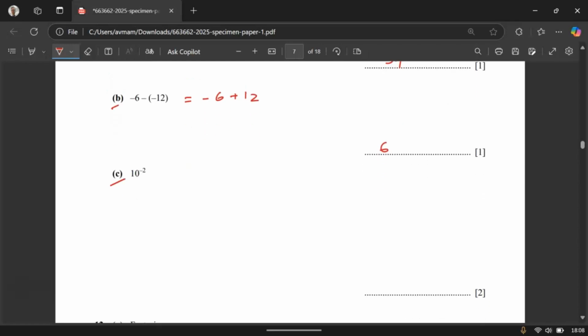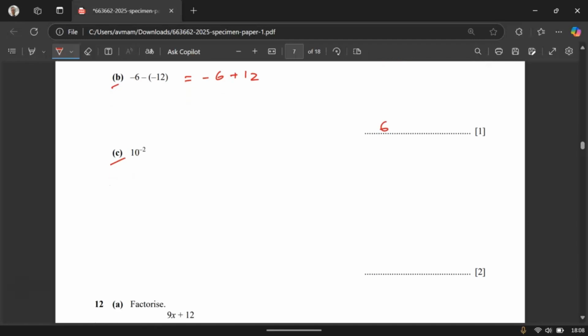In part C, 10 to the power of minus 2. Let us apply the law of indices. A to the power of minus n is 1 over a to the power of n. So in this case, 10 to the power of minus 2 will be 1 over 10 squared, which is the same as 1 over 100. You can write that answer, or you can change this to a decimal, 0.01.